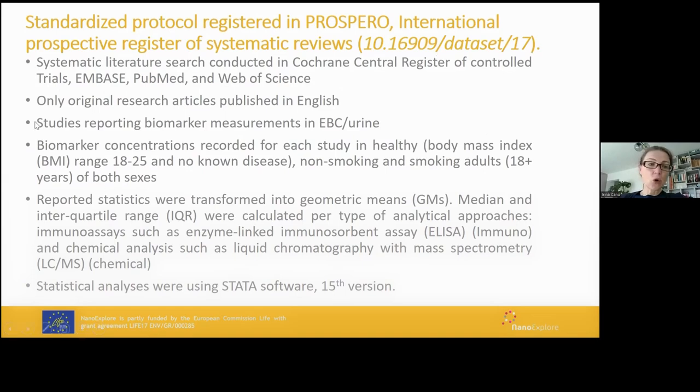And we defined all processes of this protocol, from the literature search and the inclusion criteria for every article, but also the statistics and the data transformations, because as you can imagine, every individual study uses its own units. Sometimes it is standardized per gram of creatinine, sometimes it's not standardized, sometimes it's 24-hour urine, sometimes it's spot urine, and of course, different analytical methods could be used. So we have to deal with it carefully and assess for it in statistical analysis. All this is described in this protocol.